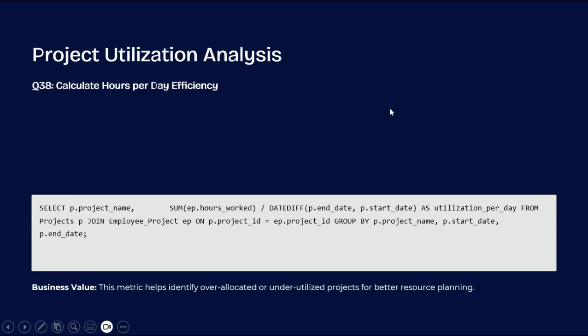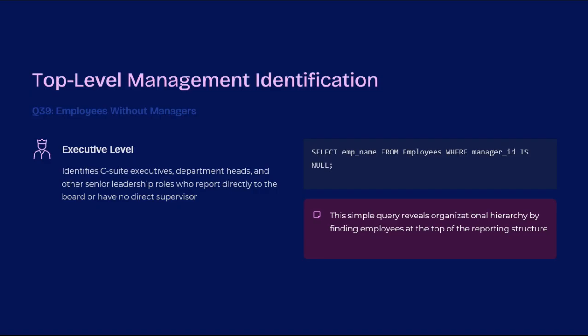Next is project utilization analysis, which means calculating hours per day efficiency, and you can find the query on your screen. For the business value, this metric helps identify over-allocated or underutilized projects for better resource planning. But please create these queries in your SQL IDE and you will definitely get your desired result as mentioned.